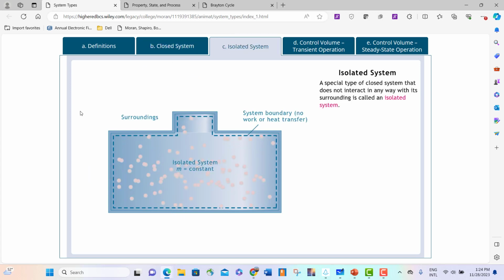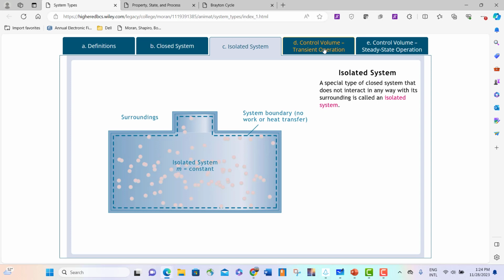Let's look at an isolated system. Nothing is happening, of course, right? It's a special type of closed system that does not interact in any way with its surroundings at all. Right around here in the surroundings, there could be a blaze of fire, and it would not impact the system that we are observing at all.